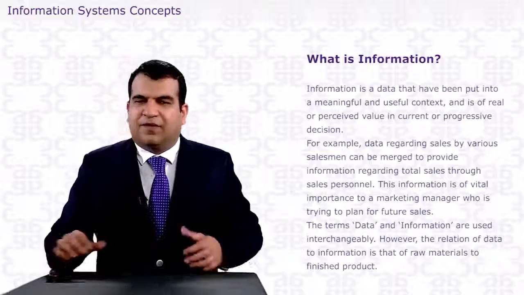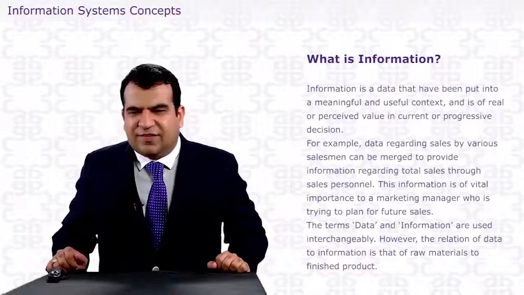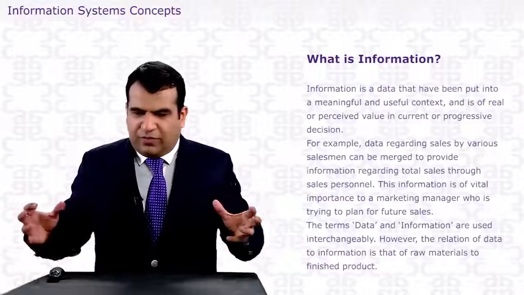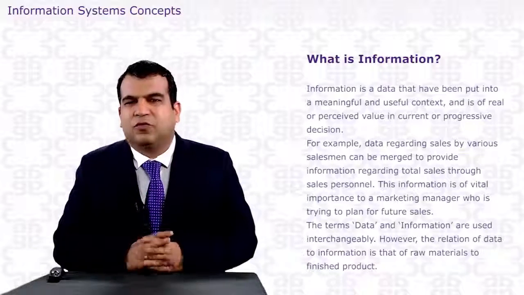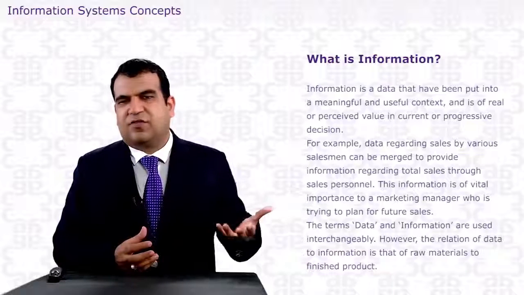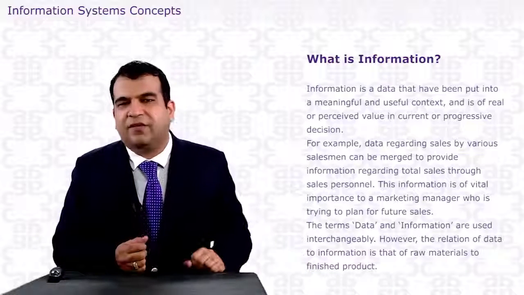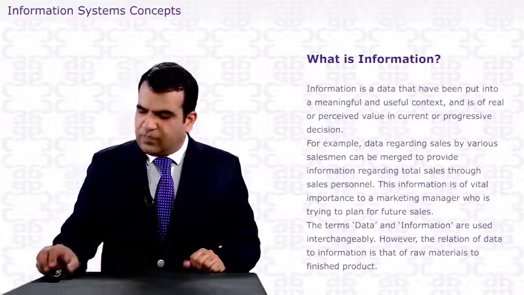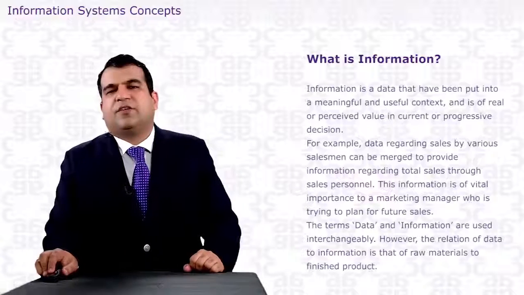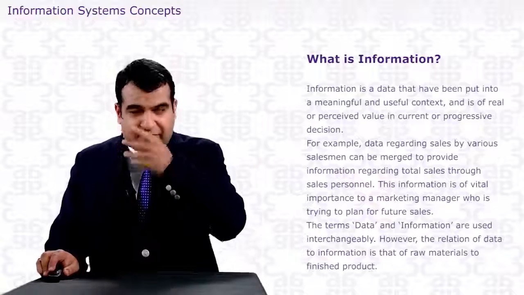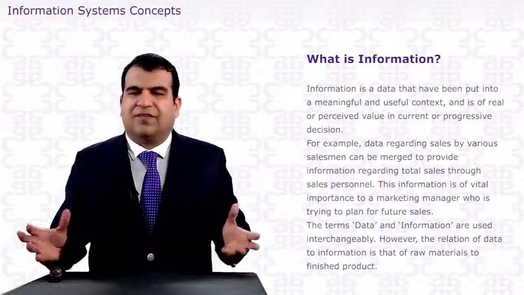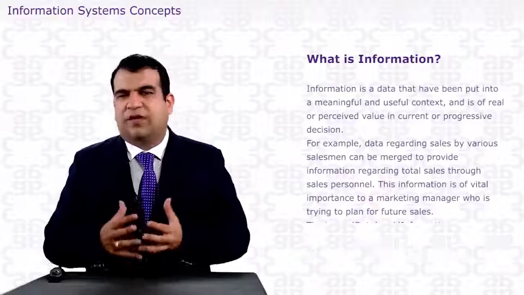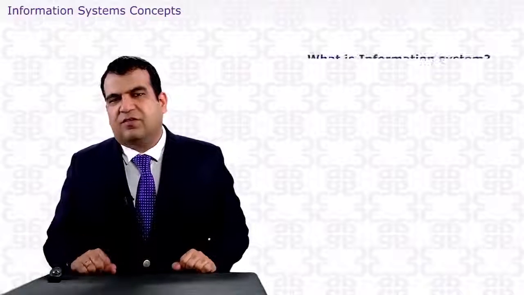For example, data regarding sales by various salesmen could be summarized to give a better picture as to which salesperson or which sales team is making better sales. Now that we have understood the two concepts, information plus system, let us combine those two terms to derive another term, that is information system.